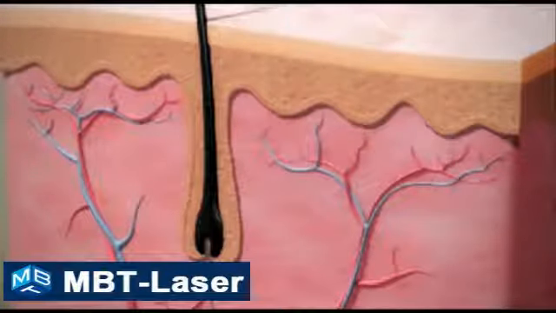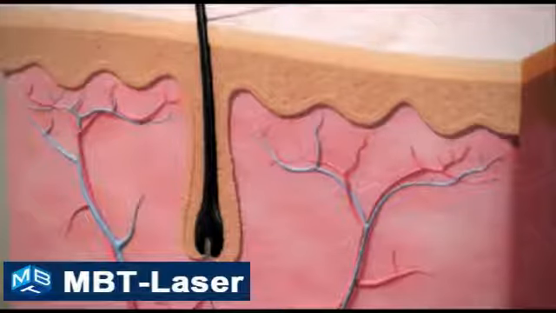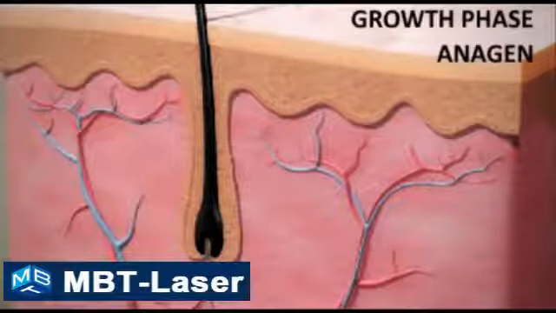Hair has the highest cellular multiplication rate in the human body. This explains its incredible growth speed of almost 1 centimeter in just a few days. This growth phase can last from a few months to 10 years and is called the anagen phase.